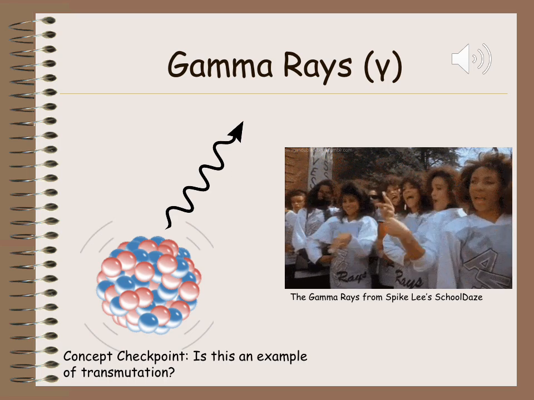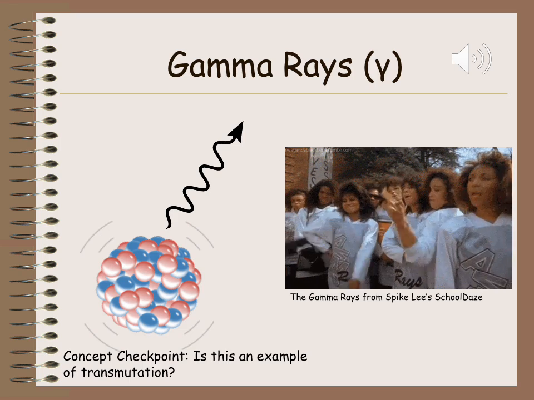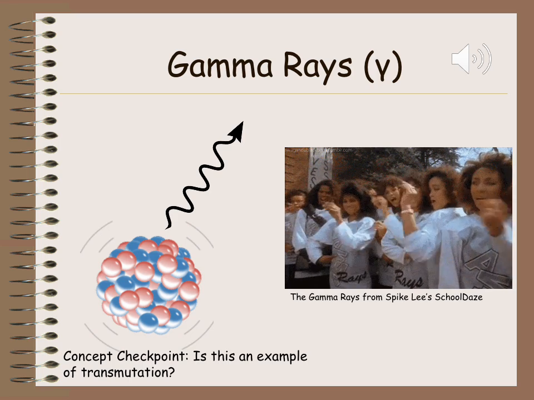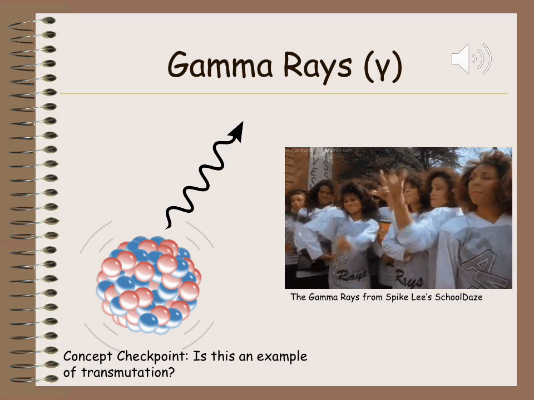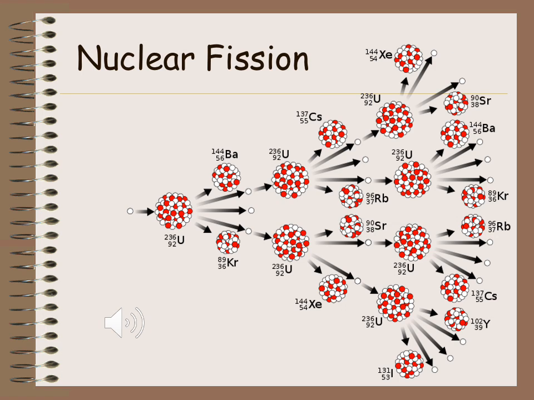A little thought question: why do you think Spike Lee named the gamma rays? This type of radiation is covered in your textbook in chapter 13.5. I would recommend reading this entire section.